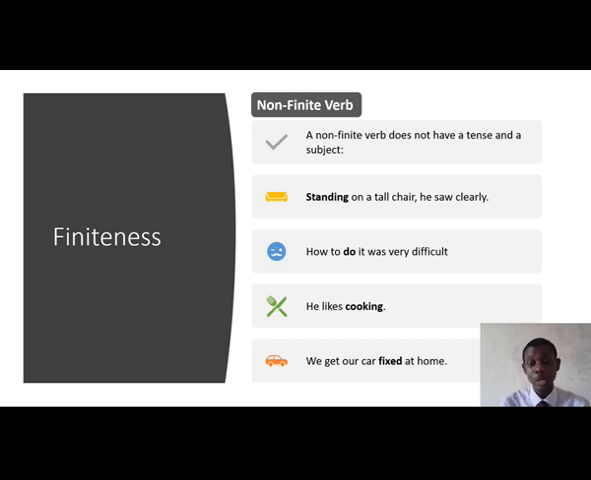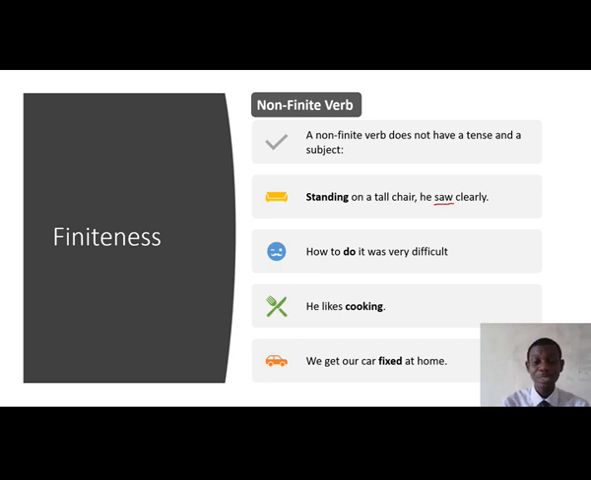So let's look at what we have here now. Standing on a tall chair, he saw clearly. We have standing as a verb, we have saw as a verb. So which one is a finite verb, which is a non-finite verb? Here now we have standing has no subject. Standing has no tense. How do I know? Let's change the time. The time here is past tense because of saw. So let's change it now to present tense.